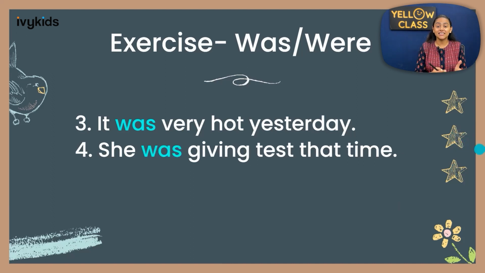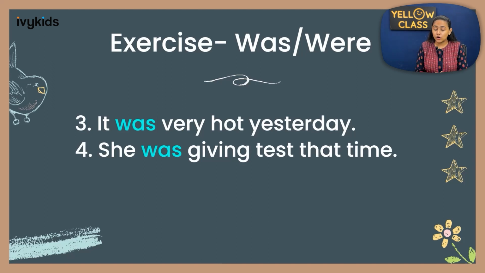Okay, so she was giving the test at that time. Amazing. So we have actually achieved this. You all are able to answer questions of was and were. Please remember, was is used with I, he, she, it or a singular person, place, animal or thing. Were is used with you, we, they or a plural person, place, animal or thing.